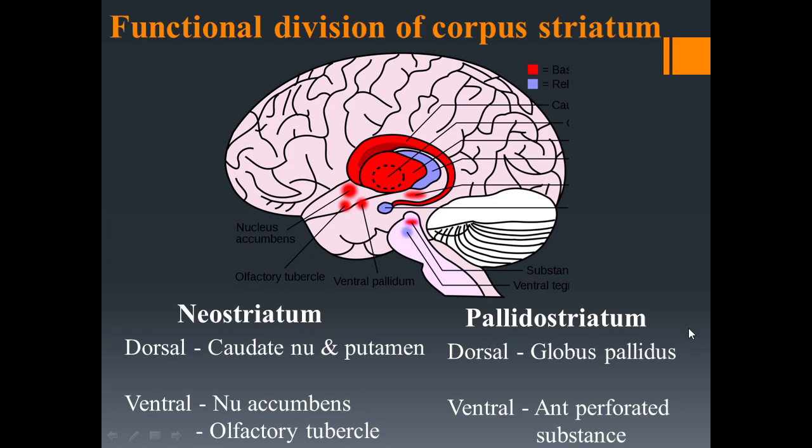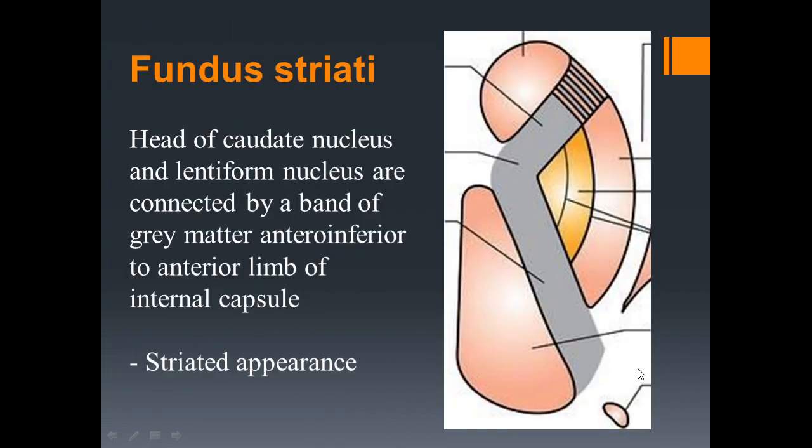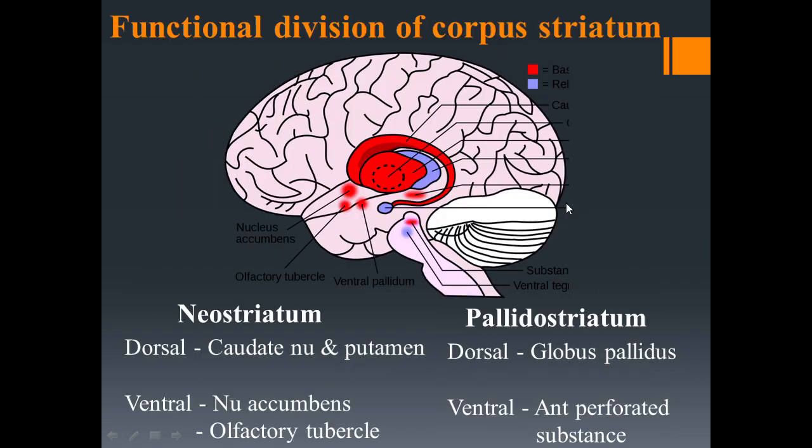While pallidostriatum also has a dorsal part and a ventral part. The dorsal pallidostriatum consists of globus pallidus. Now here, this is the globus pallidus, which is a part of lentiform nucleus. So this globus pallidus constitutes the dorsal pallidostriatum, and ventral pallidostriatum consists of anterior perforated substance. So this is the anterior perforated substance which constitutes the ventral pallidostriatum.